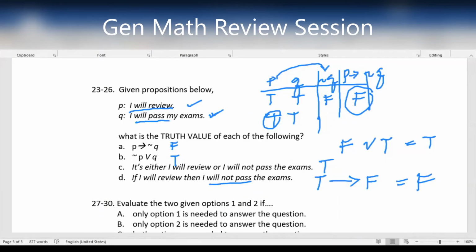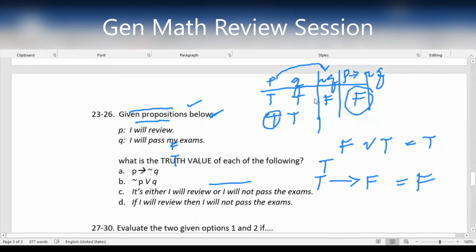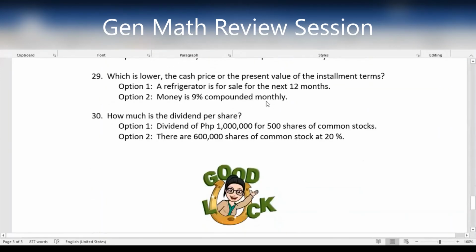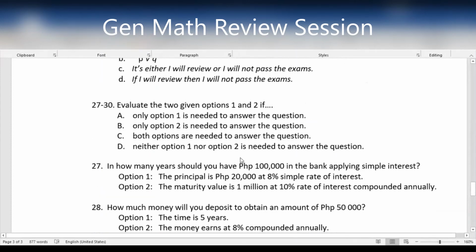Now, let's proceed. Last na to. Last type of exam. For the last part, hindi kayo magsusolve. You will just analyze the given. So, for given, there are two options that you have to consider whether you need only the first option or you need only the second option or you need both options for you to answer the question or neither of the two options are not needed. Hindi kailangan pareho. So, neither option 1 or option 2 is needed to answer the question.